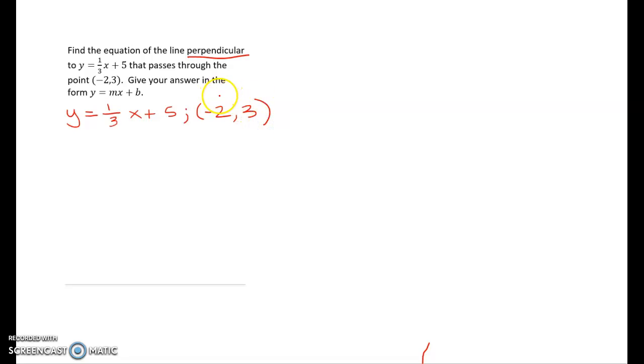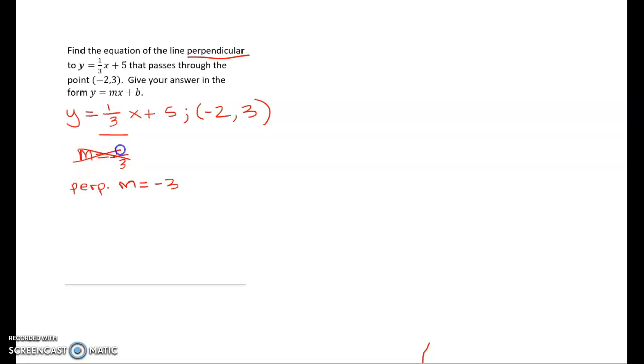So when lines are perpendicular, their slopes are negative reciprocals. So in this line we can see the slope is 1/3. It's the number in front of x. So if the slope is 1/3, that means the perpendicular slope, so the perpendicular m or slope, is going to be the negative reciprocal. So we flip that, and since this one's positive, this will be negative.